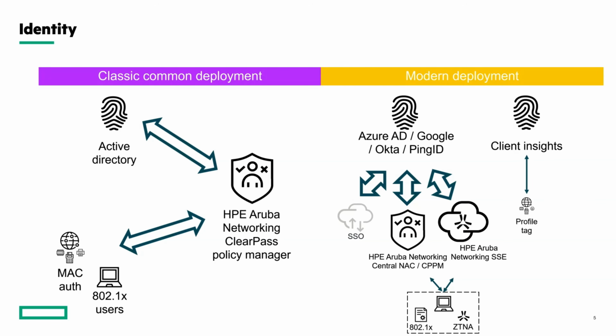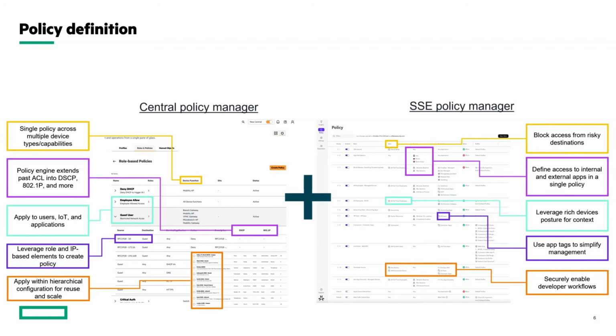Next, we define a policy based on our identity. This is where our policy manager in Central, which is referred to as Central Policy Manager, and our SSE dashboard come into play. Within our Central Policy Manager, we can define our policy based on role for what the user or device is allowed to do on the network. This is used for on-prem LAN and WLAN policy, and our Central Policy Manager allows for a single policy across multiple device types and capabilities.